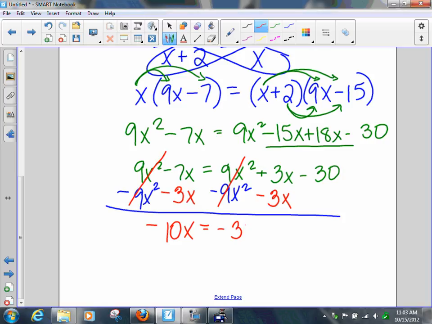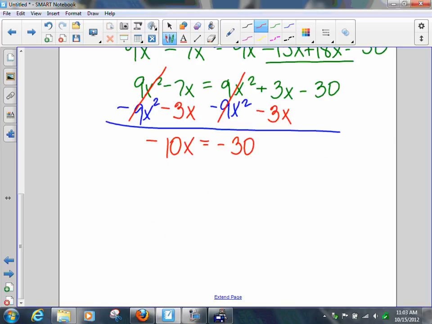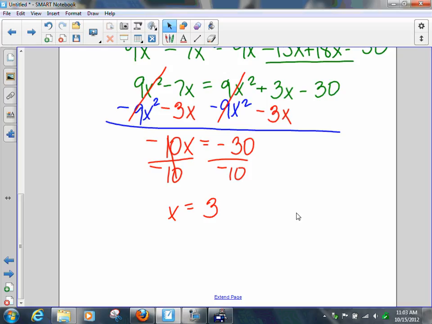Minus 30. I'll be daggone. What am I going to do now? Divide by negative 10. What's negative 30 divided by negative 10? Positive 3. I will be more than happy to show you how I worked this problem out, finding common denominators.